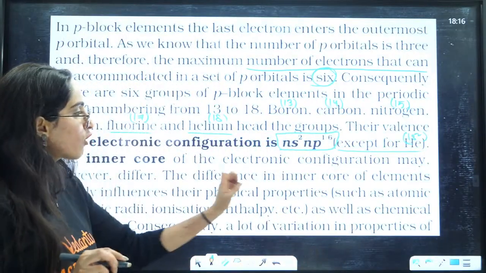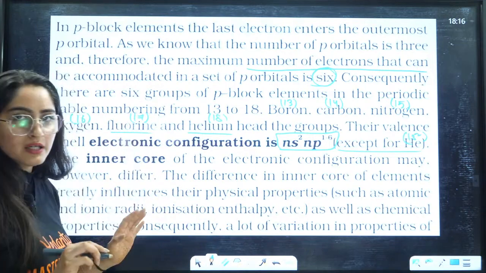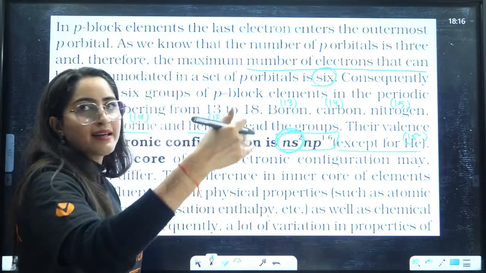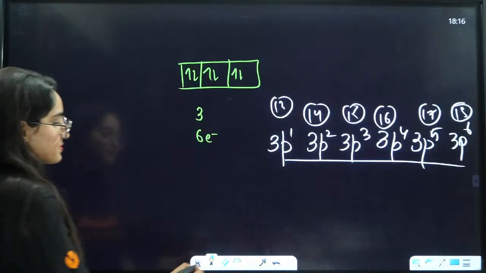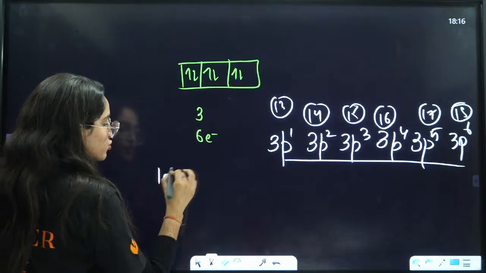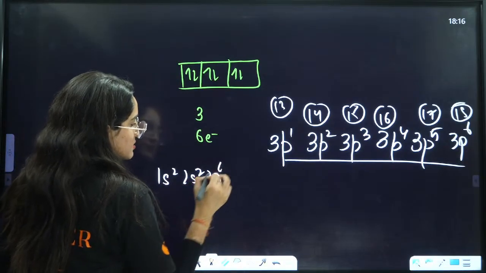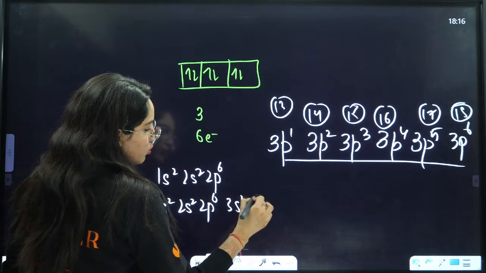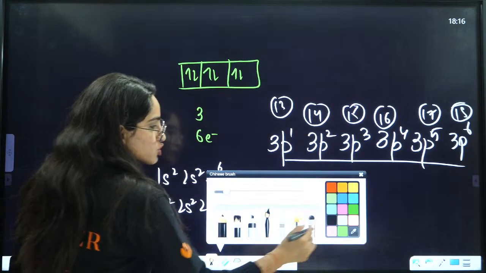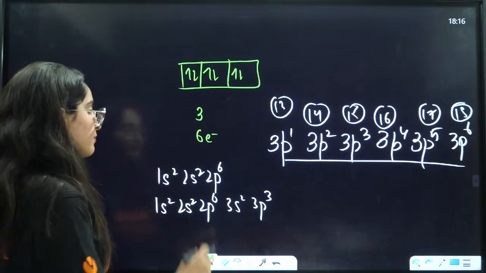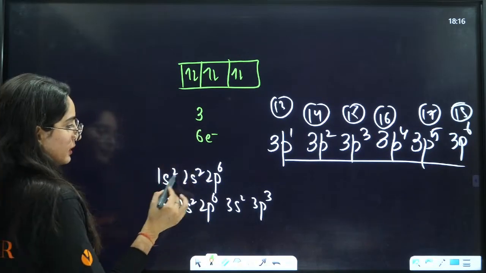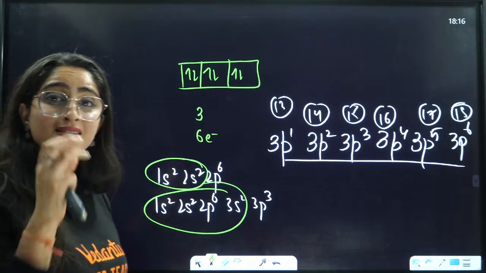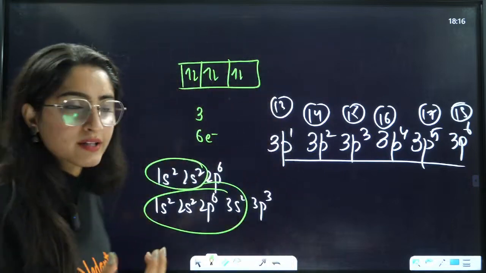Now, the inner core of the electronic configuration may however differ. The inner core electrons are those before ns2. For example, you have 1s2 2s2 2p6, and you have 1s2 2s2 2p6 3s2 3p3. Both belong to the P block because the last electron is in the P orbital, but here the inner core electrons are these and here they are these. That means the inner core electrons may differ.